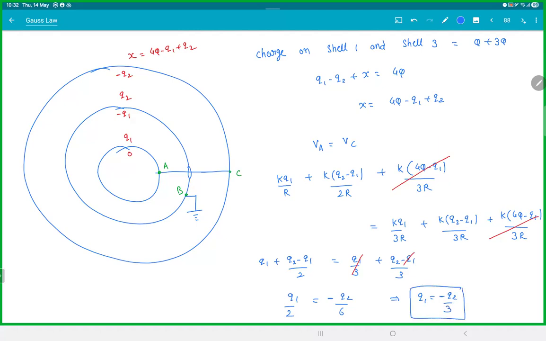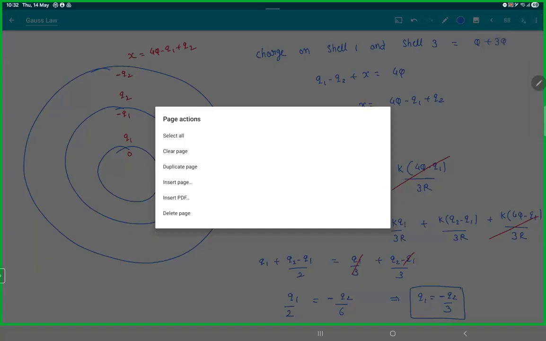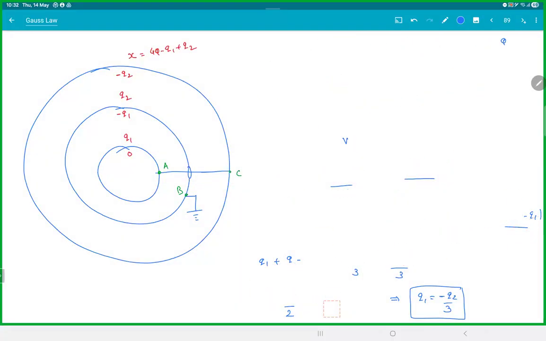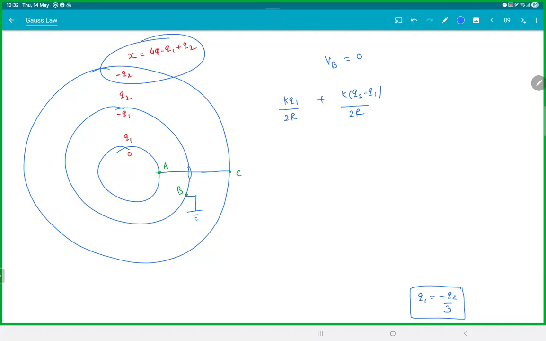That's one thing, everyone. Second thing, potential at the center, the B. VB must be 0. Now for B, for Q1, B is outside. K Q1 by 2R. For Q2 minus Q1, it is on the surface. So K Q2 minus Q1 by 2R. For these two, B is inside. So you just have to keep asking, is the point inside, on the surface or outside? And then use the appropriate potential formula, 4Q1 by 3R is equal to 0. K and R go off everywhere.